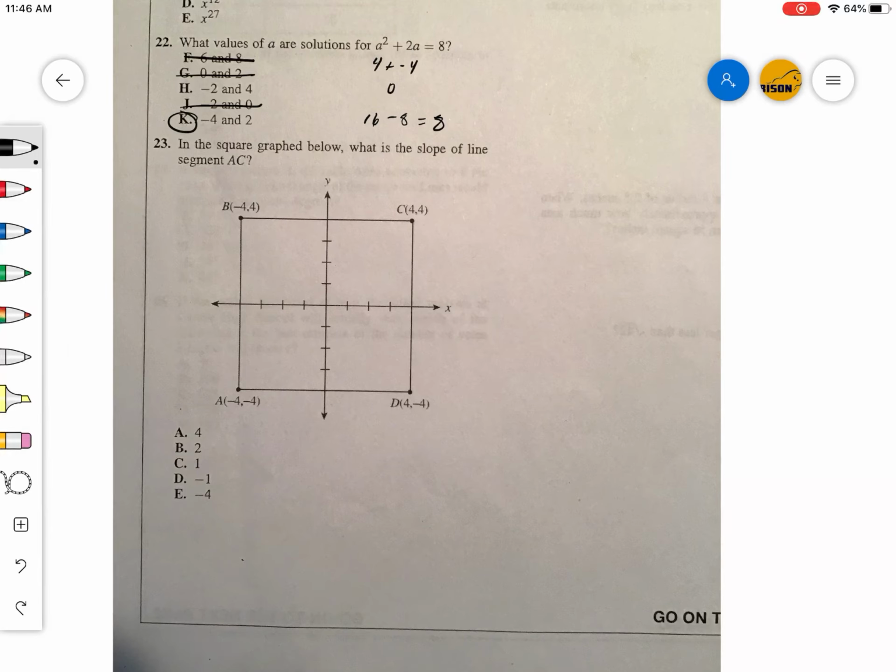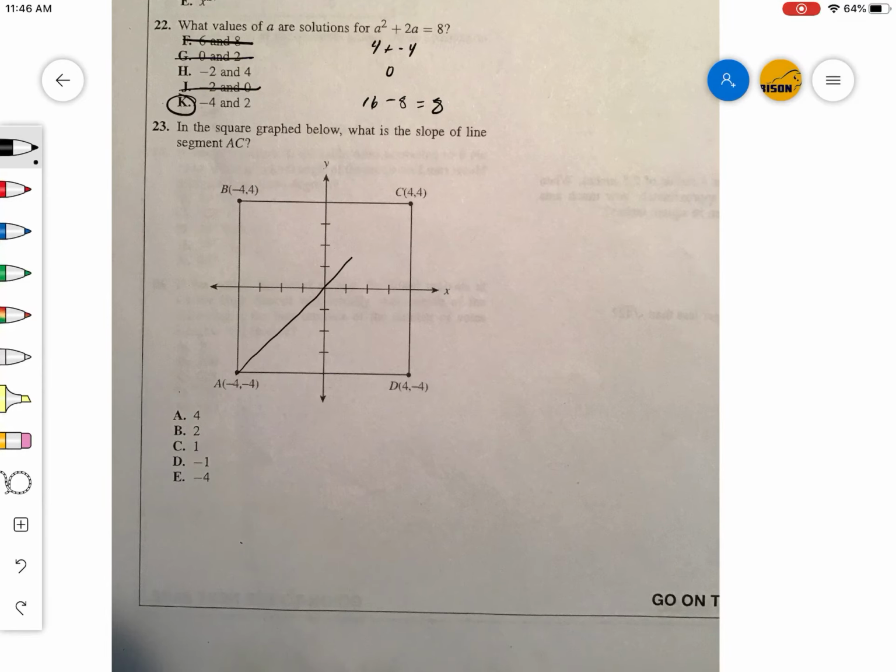23. The square graph below, what is the slope of the line segment AC?